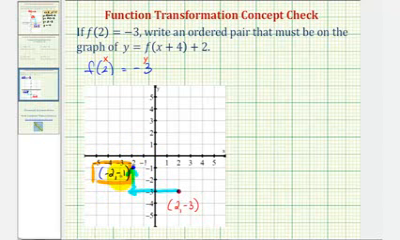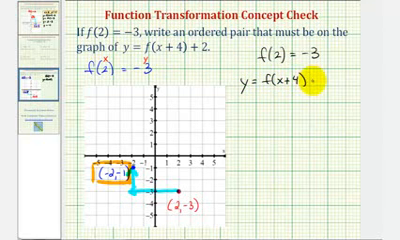Let's also look at this another way though. If we know f of 2 equals negative 3, and we have this new function y equals f of the quantity x plus 4 plus 2, if we wanted the input of this function here to be positive 2, because we know when the input is positive 2, the output is negative 3, notice how x would have to be negative 2 to have an input of positive 2.